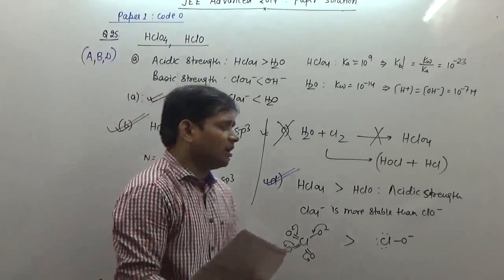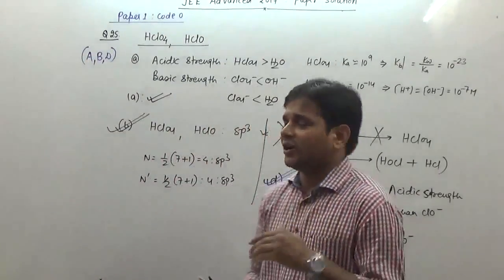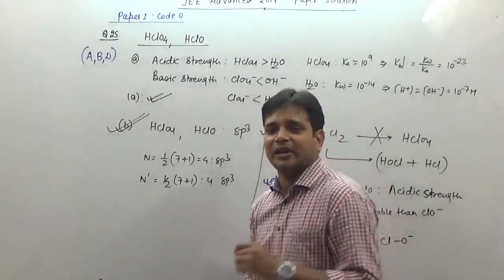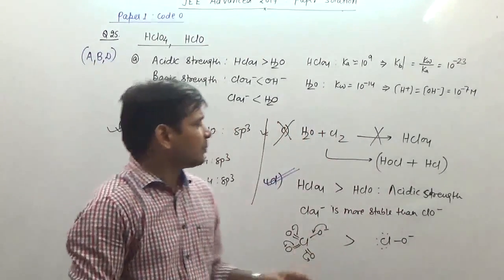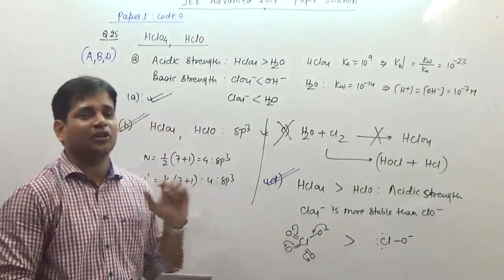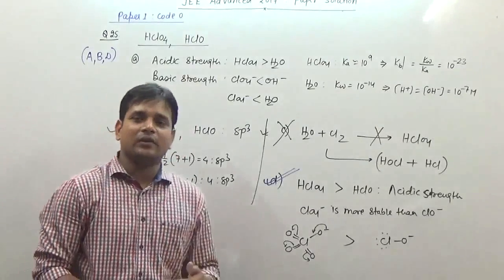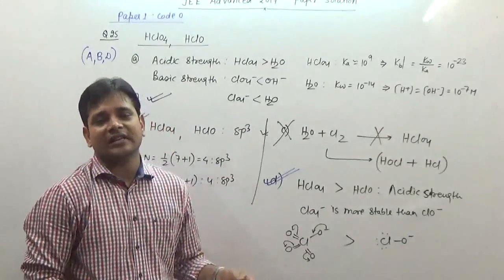So this is section 1 of paper 1 of code 0 of JEE Advanced 2017. In this part we have solved 7 questions of the more than 1 answer correct type. In the next class we will solve some more problems on section 2.